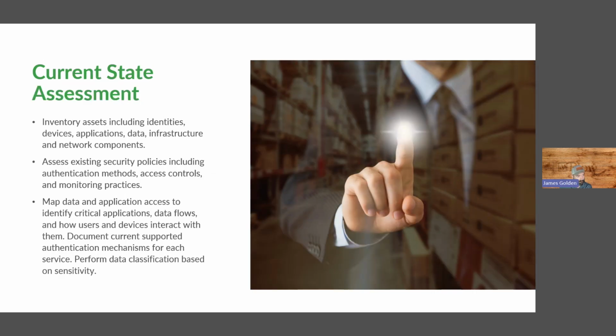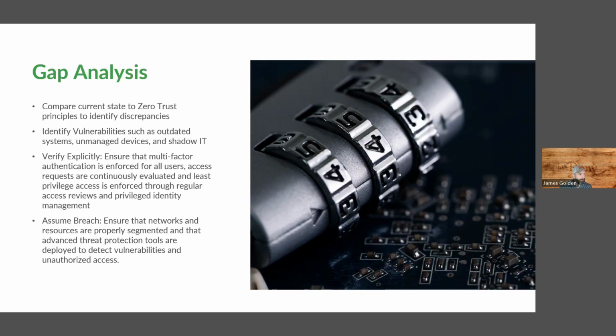Okay, so once we have your current state assessed in terms of what applications are important, what the current auth methods are, are you even using MFA? We do a gap analysis, so then we compare your current state to zero trust principles to identify any discrepancies. That's going to be anything from identity vulnerabilities, such as outdated systems, you're not managing your devices, a bunch of 2008 servers running, shadow IT, app registrations. Shadow IT is kind of a loaded term, but it's basically the installation or usage of any application not provisioned or approved by the IT staff in the organization.